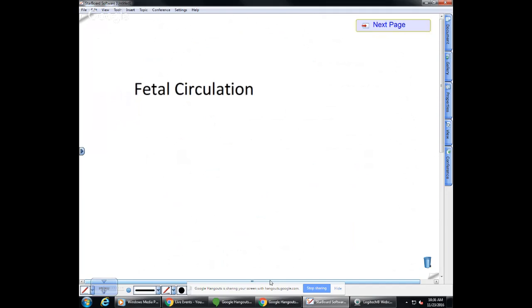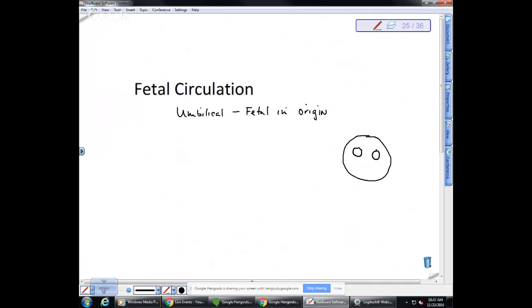Okay, so if we look at the fetal circulation, so the umbilical cord is fetal in origin. And if we looked at a cross-section of the umbilical cord, it kind of looks like this, where you have 2 umbilical arteries, and then you have a big umbilical vein. So it looks like a face, okay? So this is my vein, my umbilical vein. And this is my umbilical arteries.